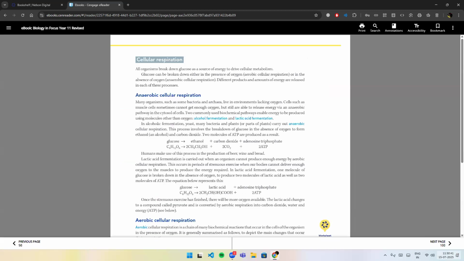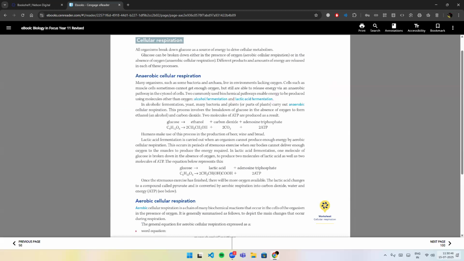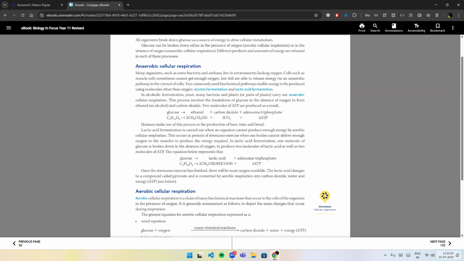Cellular respiration. All organisms break down glucose as a source of energy to drive cellular metabolism. Glucose can be broken down either in the presence of oxygen or in the absence of oxygen. Different products and amounts of energy are released in each of these processes. Anaerobic cellular respiration. Many organisms, such as some bacteria and archaea, live in environments lacking oxygen. Cells such as muscle cells sometimes cannot get enough oxygen, but still are able to release energy via an anaerobic pathway in the cytosol of cells.